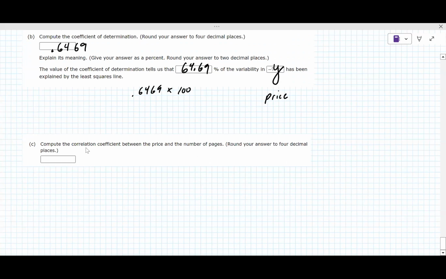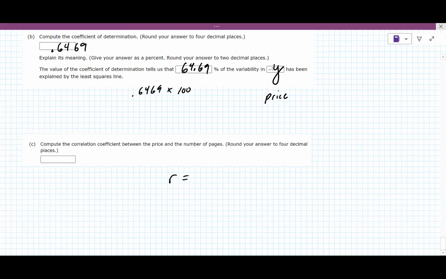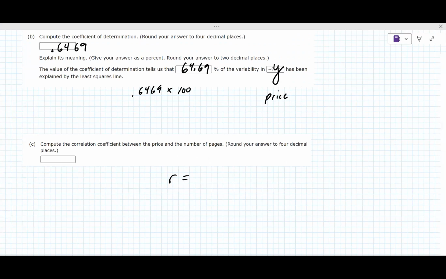Fantastic. Part C is to calculate the correlation coefficient. That's the R value. So if you've got your calculator screen still up, you should see an R value of 0.8042. Yes, 0.804. That last two rounds up to a 3. Check that.